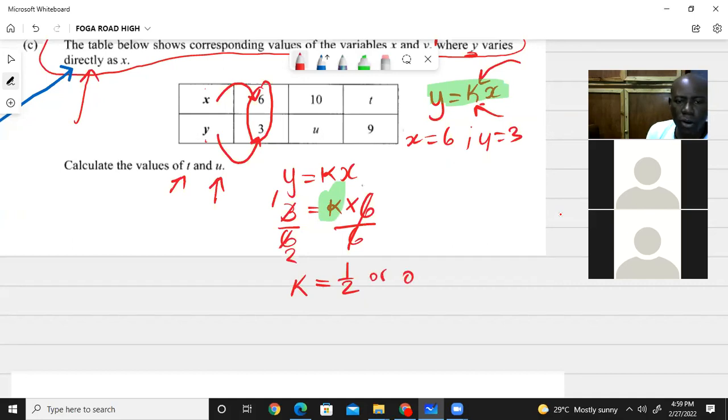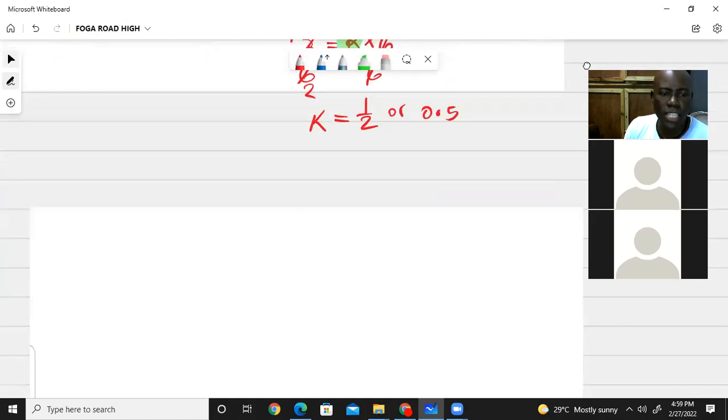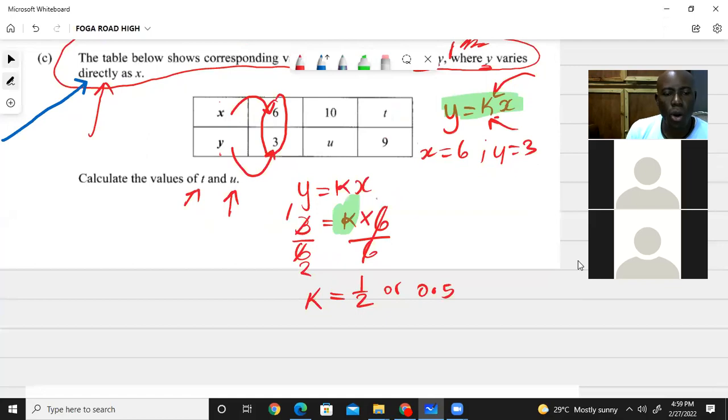Some people use 0.5. No problem. So we're saying that K is a half. Now, the variation questions are like this. When you know K is the constant. You know what the word constant means? It means that it will not change.